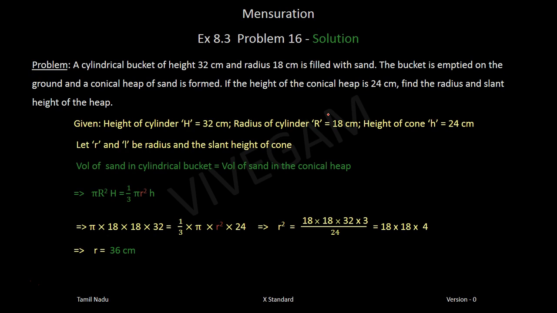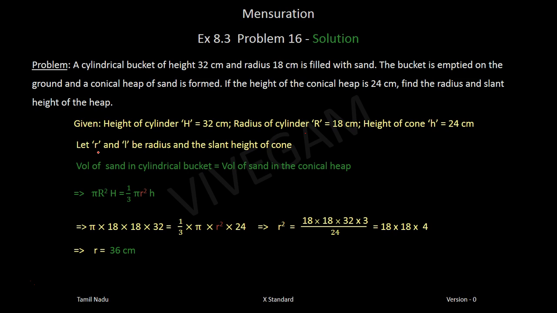Okay, the solution of the problem is here. As usual, we are listing out what is given. Given height of the cylindrical bucket is 32 cm. Radius of the cylindrical bucket is 18 cm. Height of the conical heap is 24 cm. This is small h. Capital letters are for the cylinder. Small letters are for the cone.